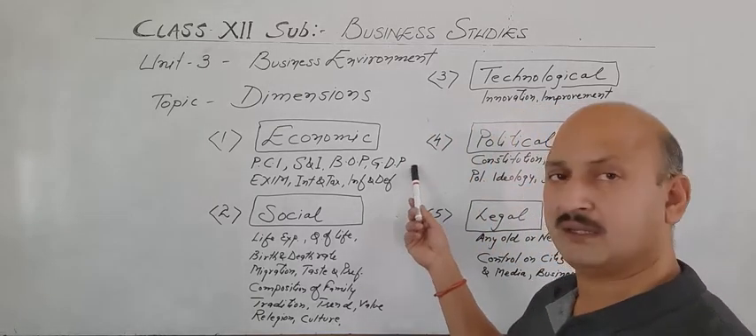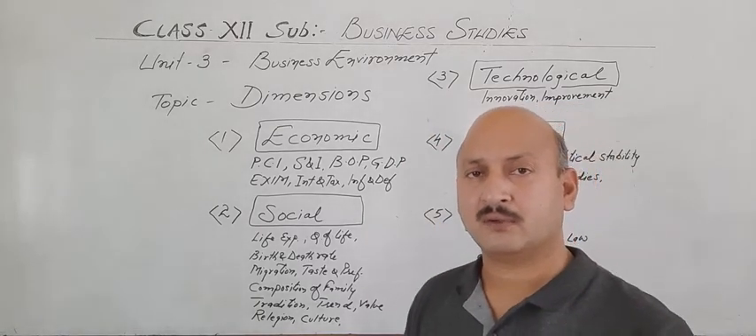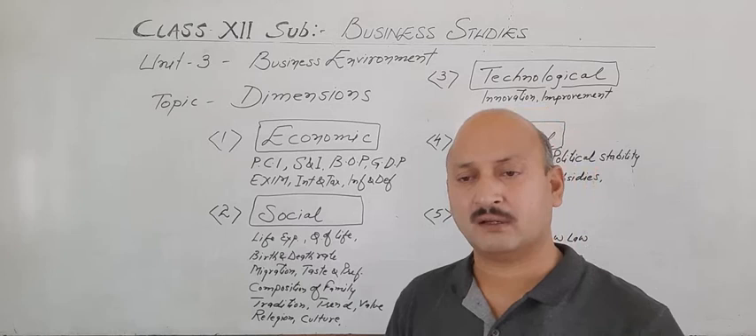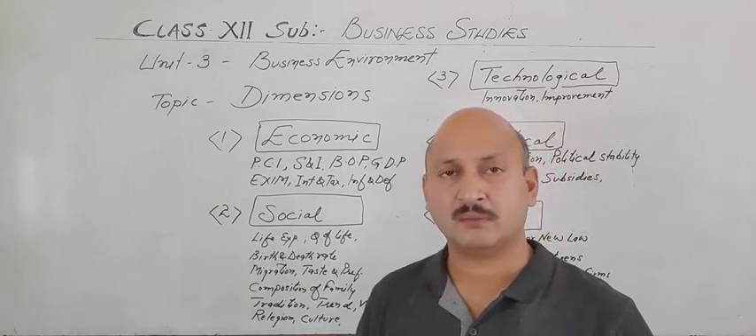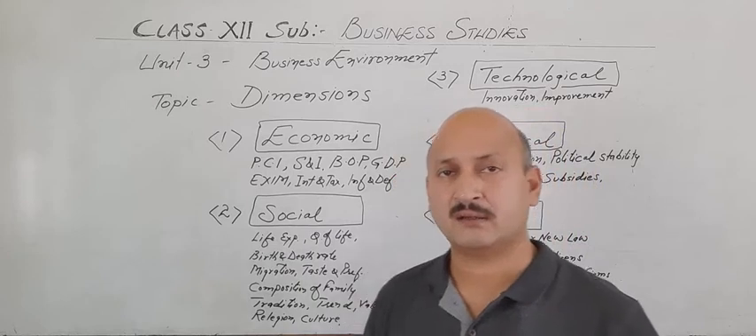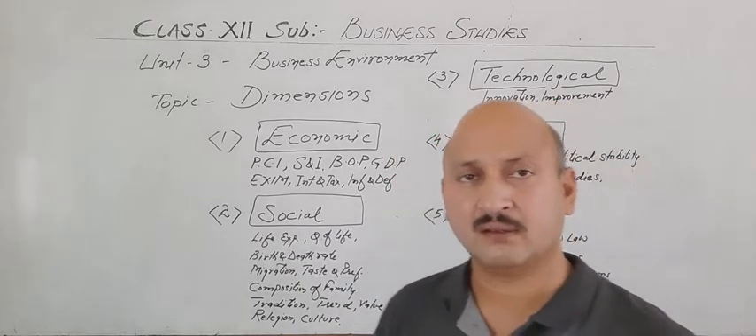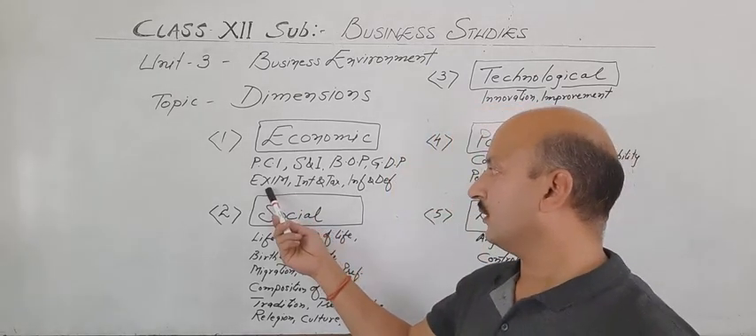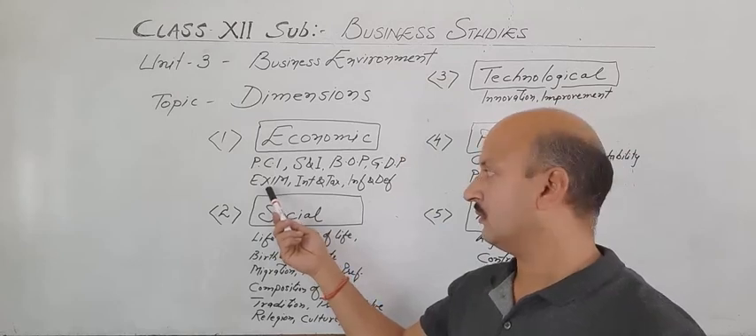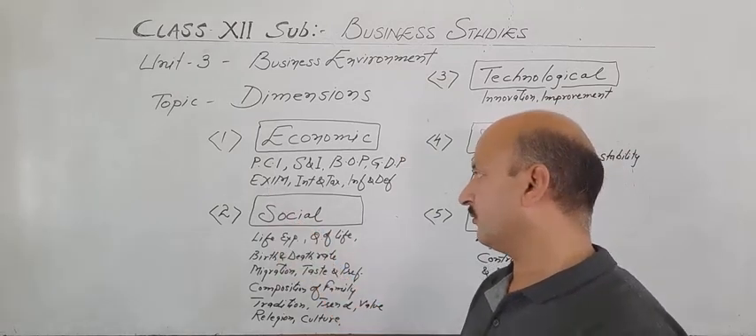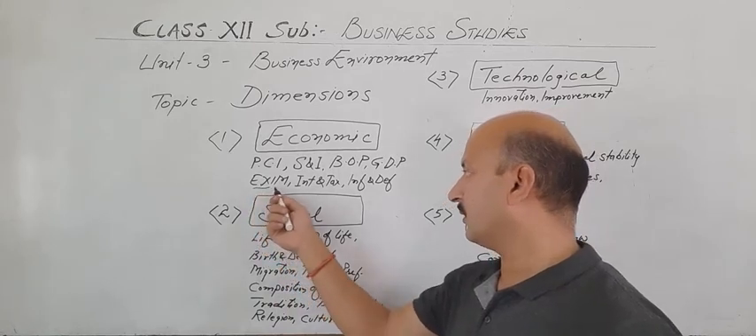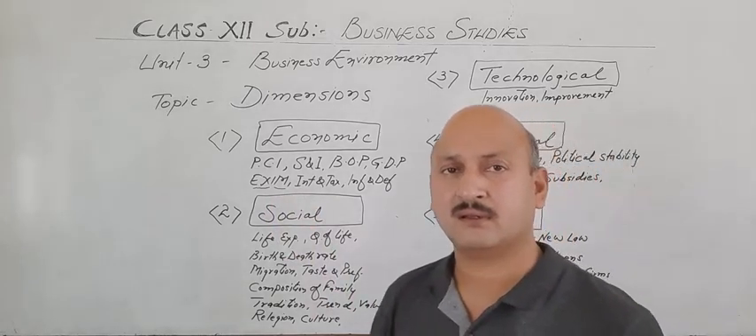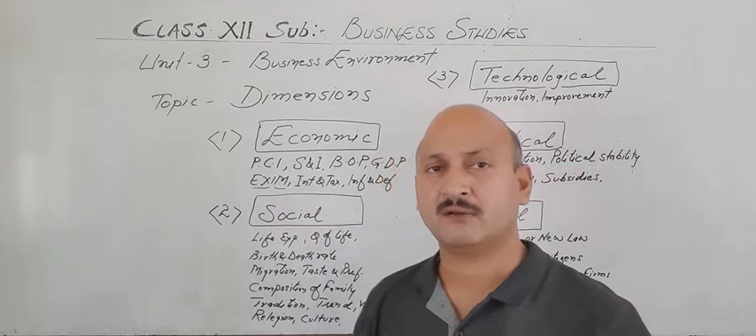and GDP, that is gross domestic product, means national income, what is the level of national income this year, then what is the previous year figure, and we can compare it and find the deviations and causes of deviations. Exim policy is also an economic environment constituent. Exim means export, EX for export or IM for import. So export or import policies are major determinant of economic environment.